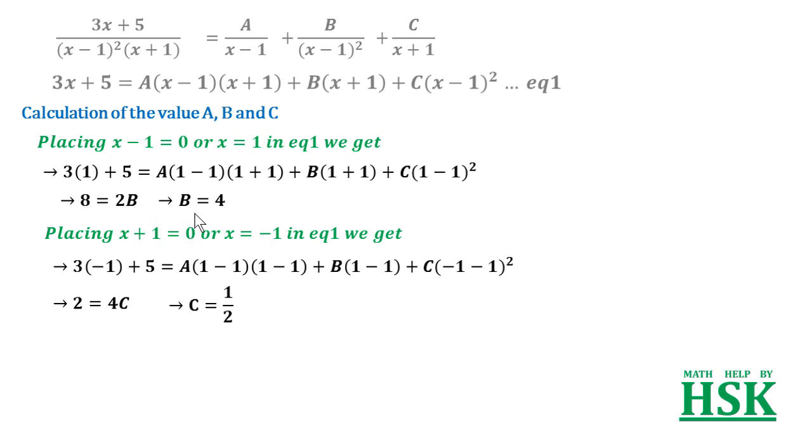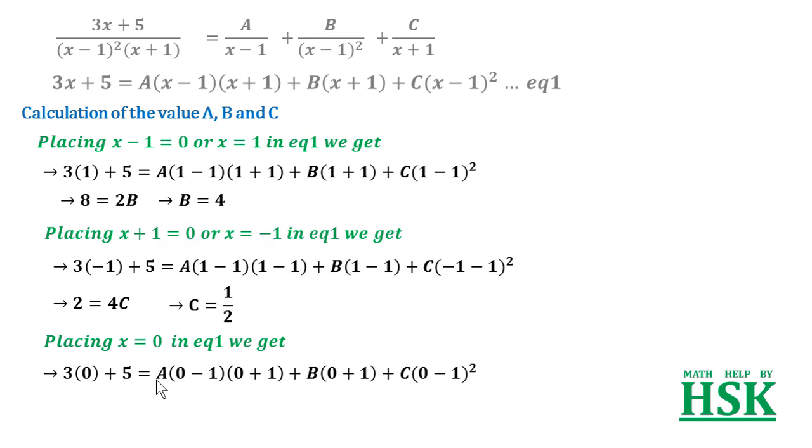So after calculating the values of b and c, in this equation I'm going to place a simple value in the place of x. So placing x is equal to 0 in equation number 1. This step is done to obtain a relation between a, b and c. So placing x is equal to 0 in equation number 1, I'm going to get 3 into 0 plus 5 is equal to a into 0 minus 1 into 0 plus 1, plus b into 0 plus 1, plus c into 0 minus 1 whole square. So 5 is equal to minus a plus b plus c.